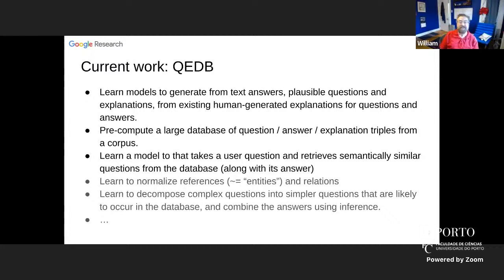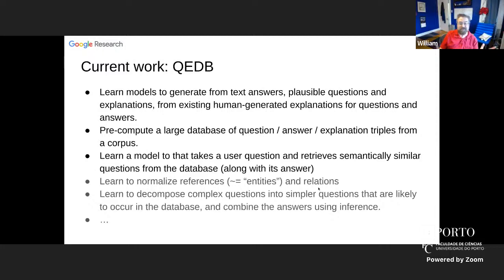So there's a database now of something on the order of 70 to 30 million triples, depending on confidence and so on. So this is a substantial knowledge base that's been produced. The next thing is to learn a model that takes a user question and retrieves semantically similar questions from the database. This is how you can basically do lookup in that knowledge base. That's the equivalent of the knowledge base retrieval or the follow operation in NQL or MQL. We've made a lot of progress towards this.